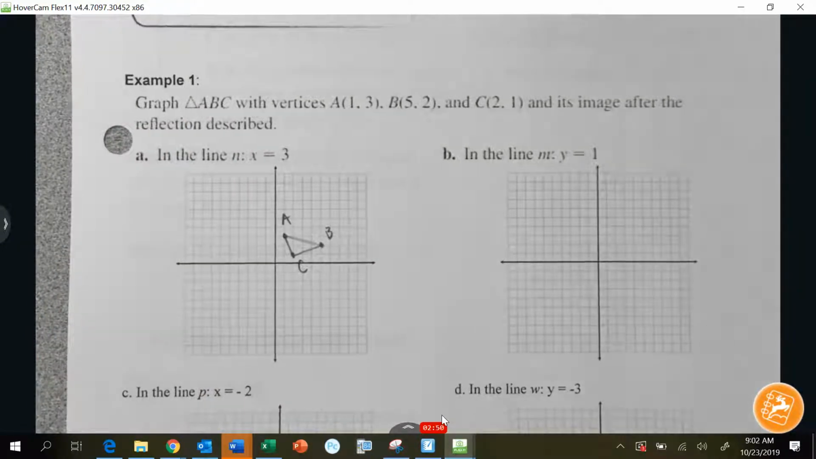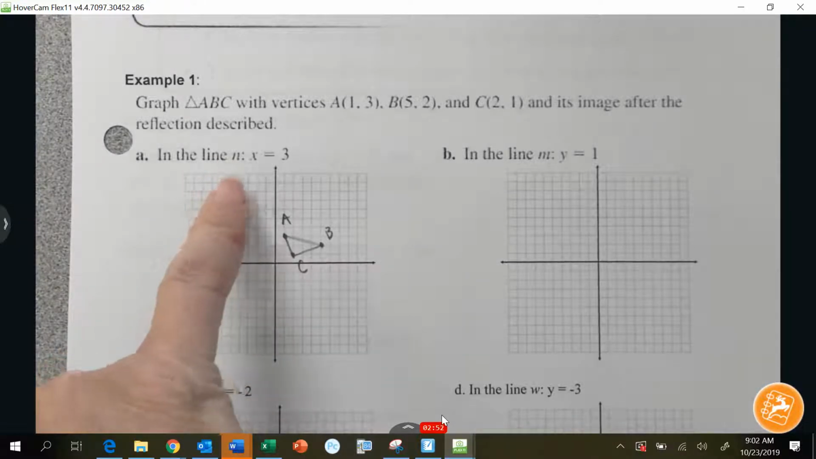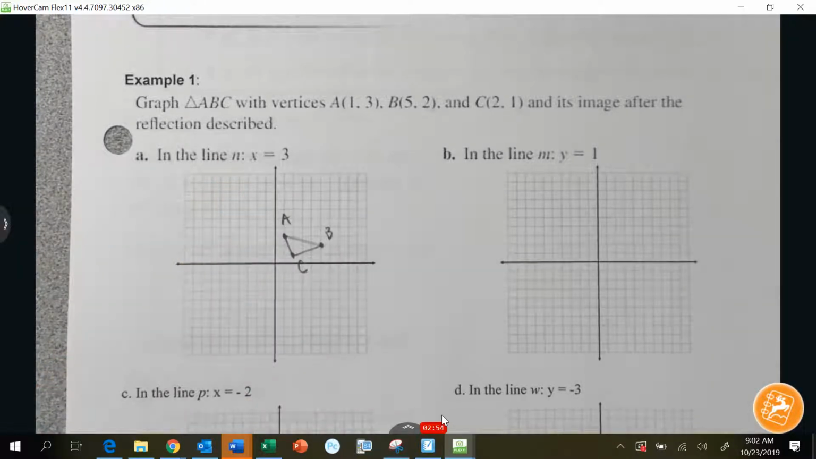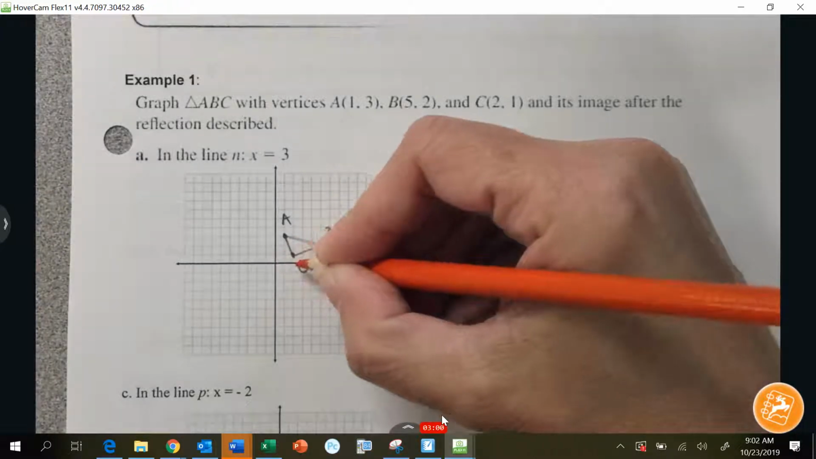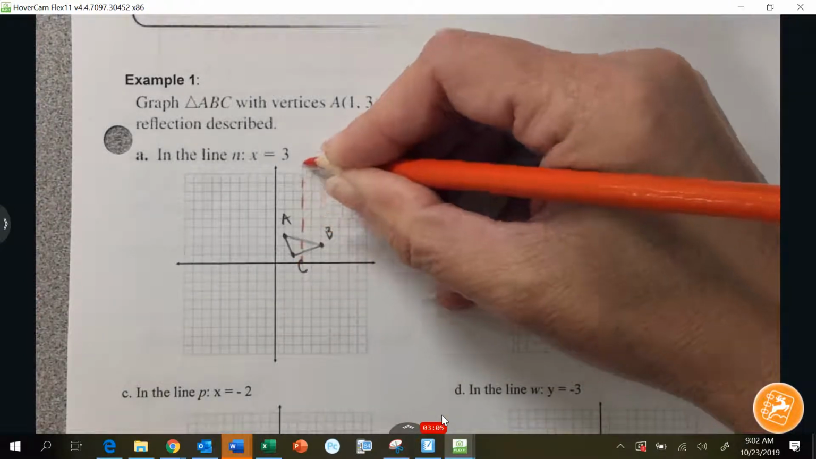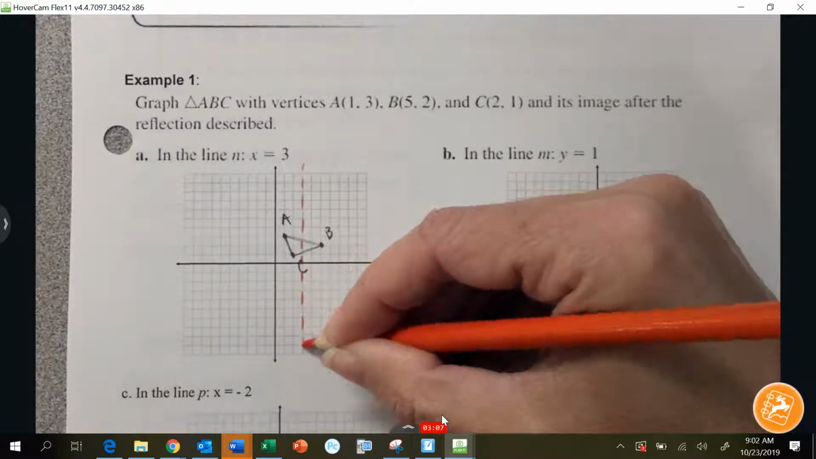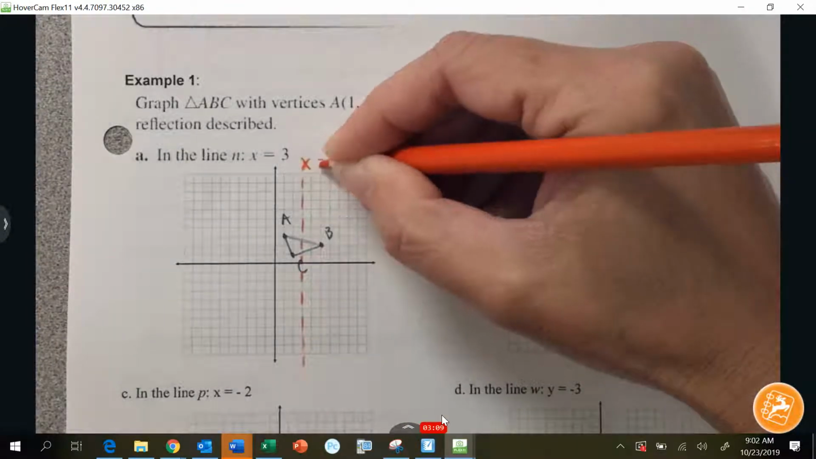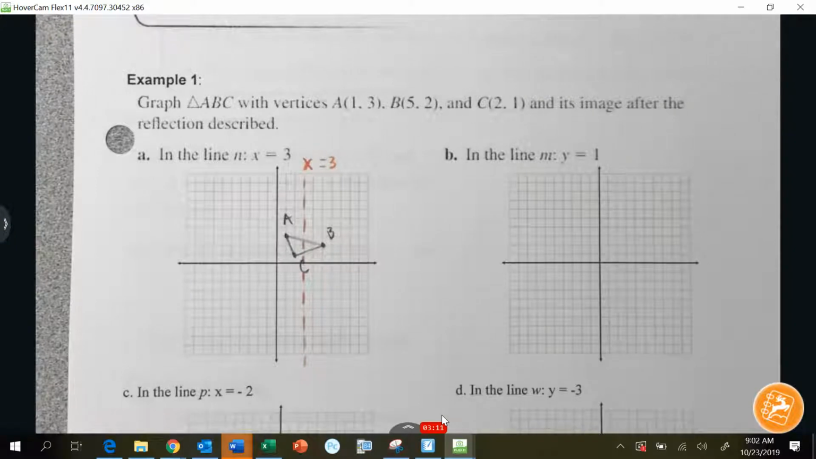Okay, now it says we're going to reflect in the line N. So line N is going to be at x equals 3. So what we need to do is find x equals 3. X equals 3. 1, 2, 3. X equals 3 is a vertical line with an x-intercept at 3. Here's my x equals 3.